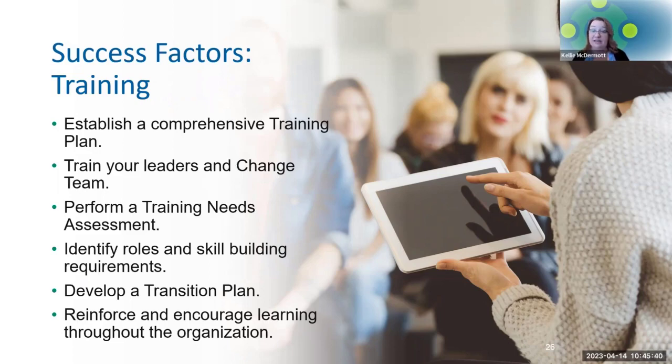You need to perform a training needs assessment, identify roles and skill building requirements, develop a transition plan, and reinforce and encourage learning throughout the organization. This is part of that reinforcement, that last step of organizational change management. We're not just going to assume that the department knows how to use the new process or the improved process. We're not just going to assume that they're going to continue to know how to use that process. We're going to have things in place before the change happens, during the change, and after the change to reinforce that knowledge sharing and that knowledge transfer of that change.